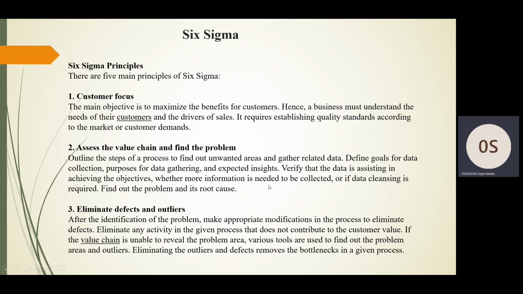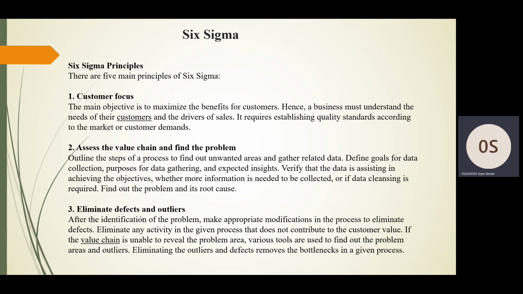Second one is assess the value chain and find the problem. Outline the steps of a process to find out the unwanted areas and gather related data. It defines the goals for data collection purposes, for data gathering and expected insights.